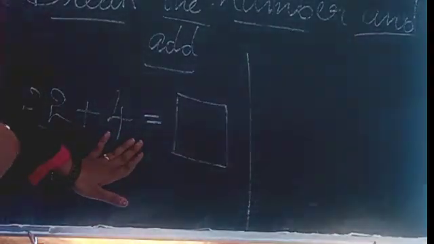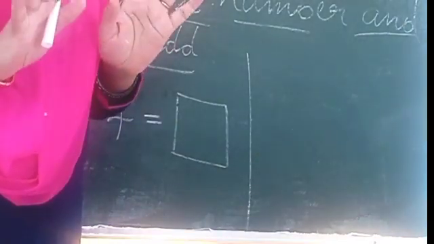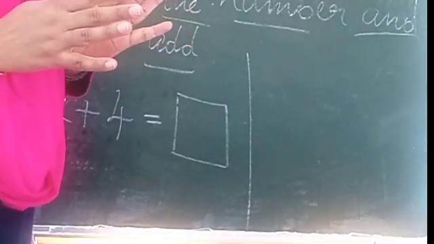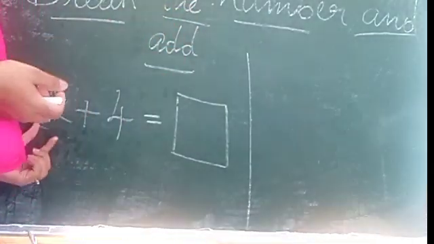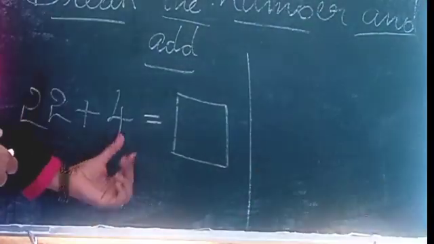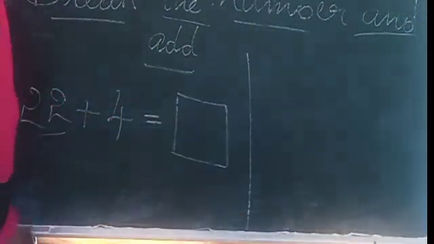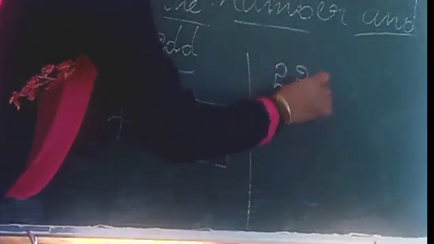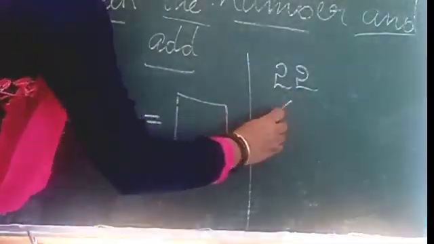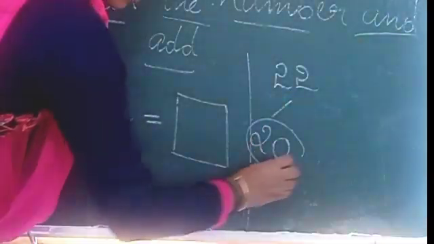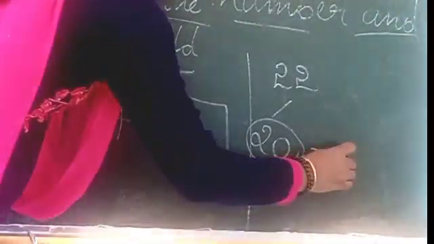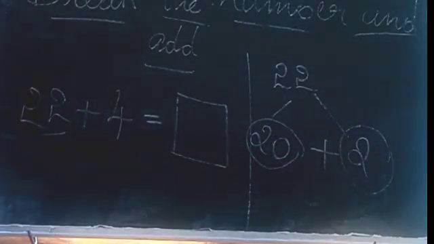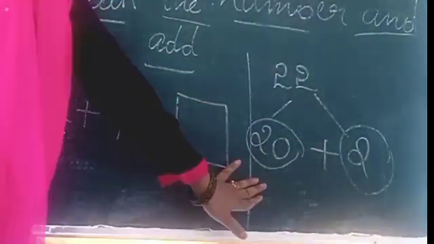22 plus 4. We are not able to count by our hand, right? We can't keep 22 fingers. Okay children. So what do we have to do? This 22 is the bigger number when compared to 4. So let us break this 22. 22 can be written as 20 plus 2. Okay, this can be written as 20 plus 2.